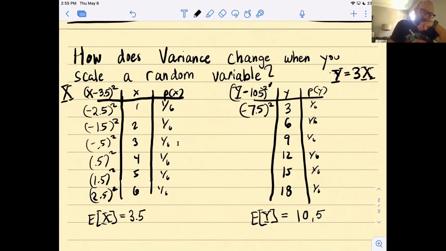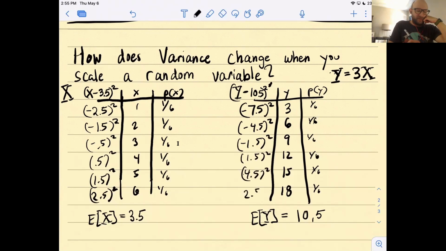And over here, I'll get 6 minus 10.5 is negative 4.5 squared. And here it'll be negative 1.5 squared. And over here, it'll be 1.5 squared. And here it'll be 4.5 squared. And over here, it will be 2.5 squared. Oh, sorry, not 2.5, 7.5 squared.